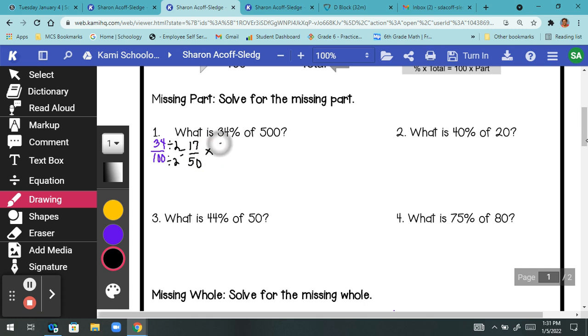And that's going to be times 500 over 1. And 500 divided by 50 is, 500 divided by 50 is 10.